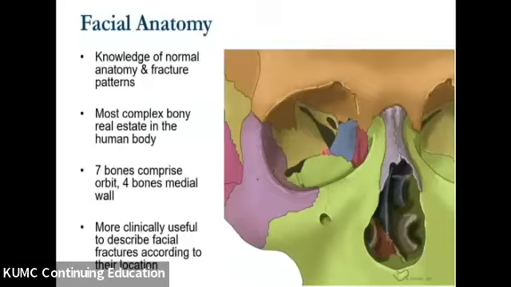So the blue bone is going to be your lamina papyracea, which is a Latin term for paper thin. This is the portion that fractures a lot with medial orbital blowout fractures. It's a portion of the ethmoid bone. And then you have your lacrimal bone here in red, your orbital surface of your maxilla, and then your lesser wing of the sphenoid also contributes to the medial orbital wall.